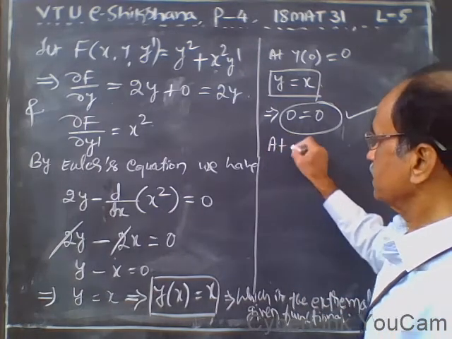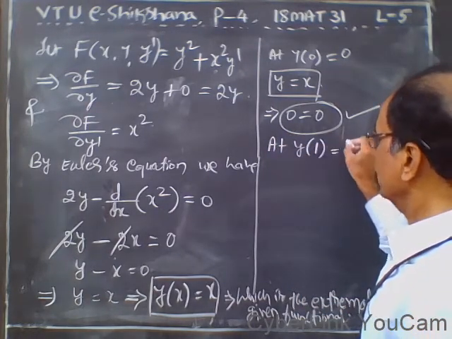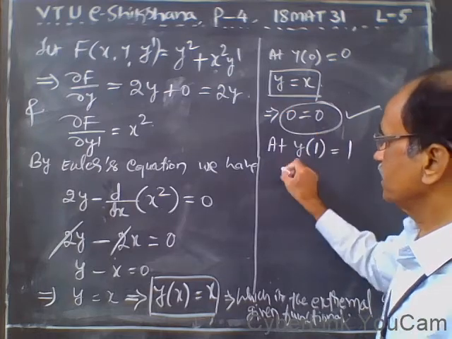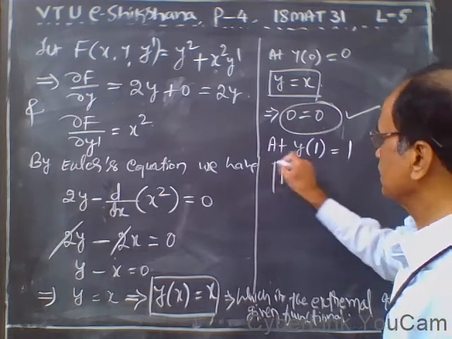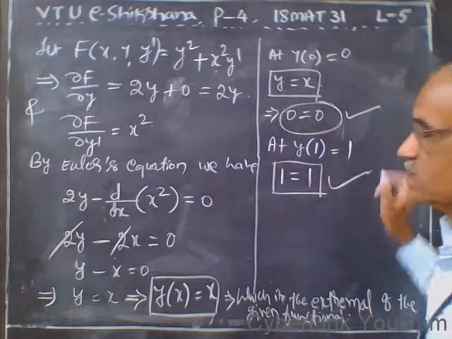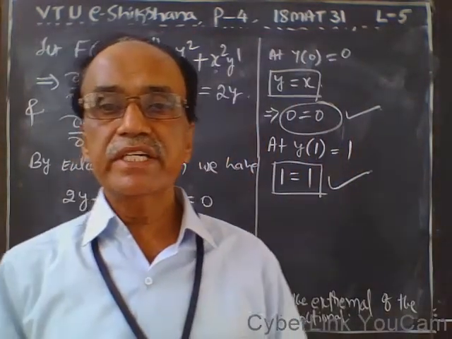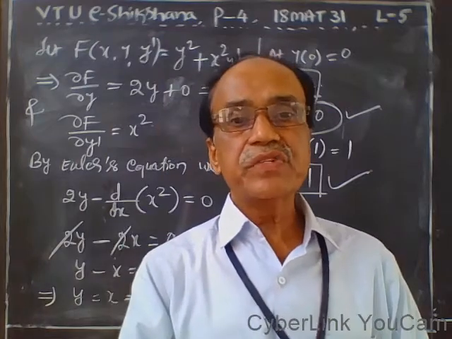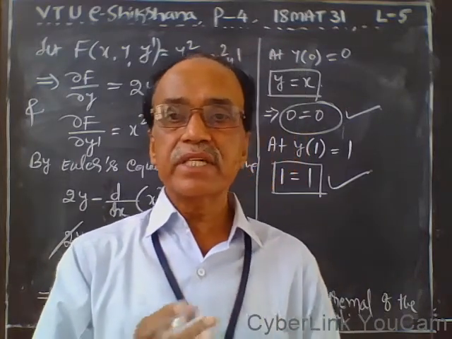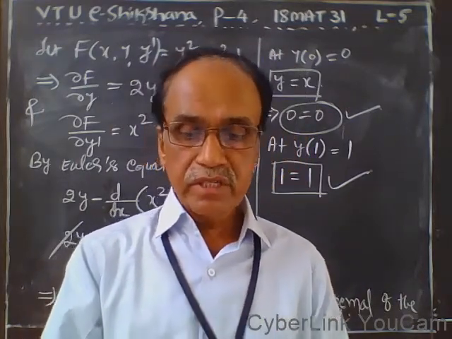At the second condition, y of 1 is equal to 1, that means the left side is 1 and the right side is 1, and this is also satisfied. That means both the given conditions are satisfied. Hence, this function can be accepted as an extremal of the given functional.